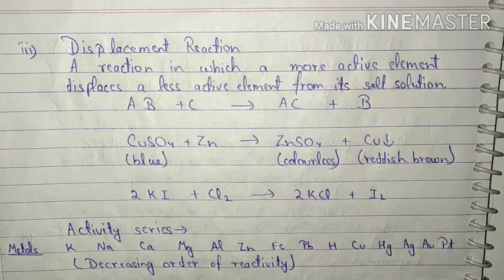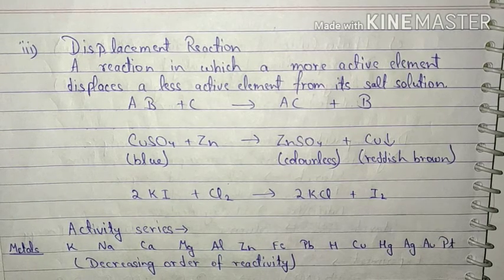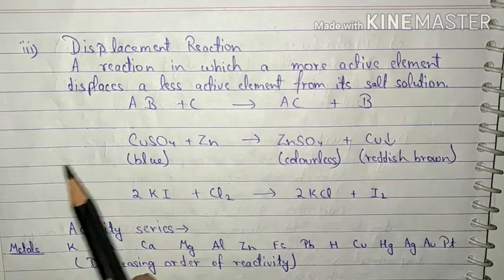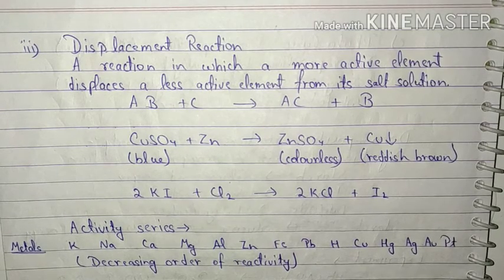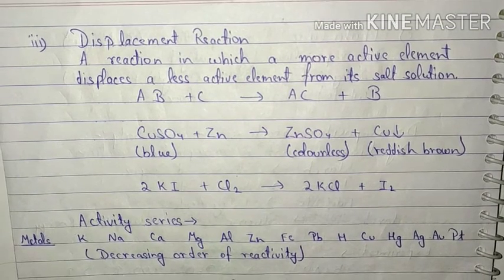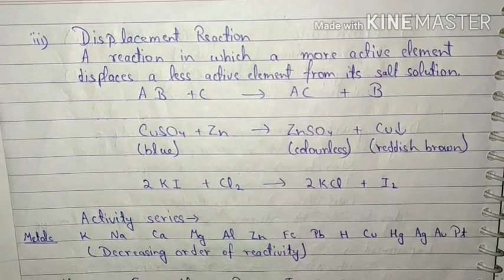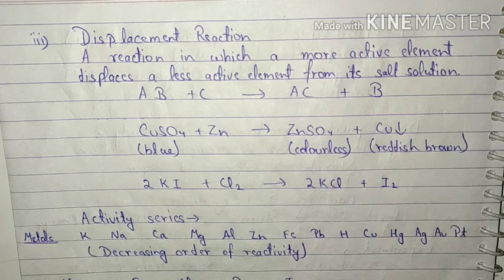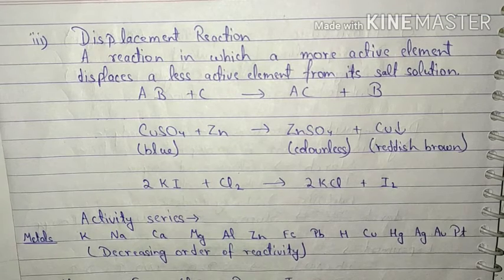Students, let's move on to the next type of reaction, that is displacement reaction. Going by the definition, a reaction in which a more active element displaces a less active element from its salt solution is known as displacement reaction. I'll just tell you this with an example. Suppose a student whose name is X is the topper of class 9th. Now, we assume that a new student named Y takes admission in the class, who works harder and scores a higher percentage than the student X.